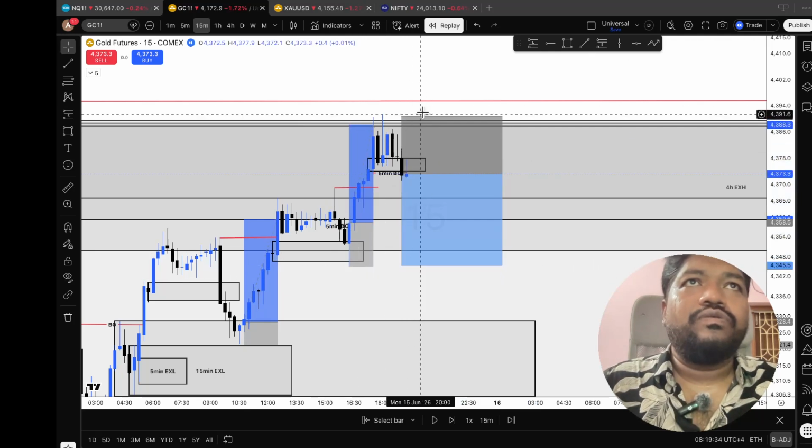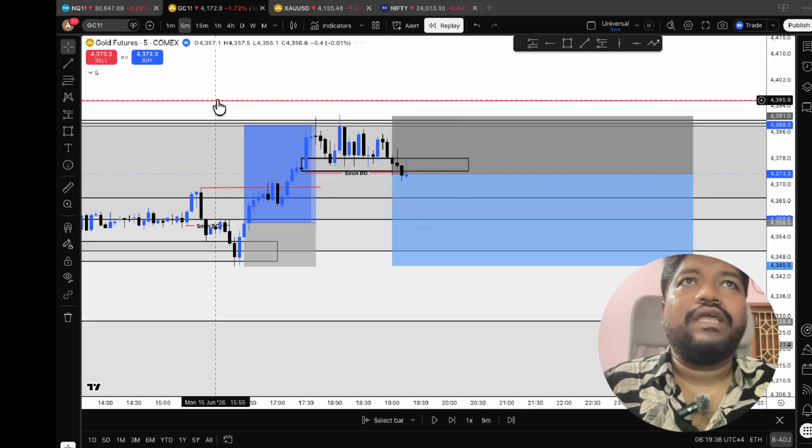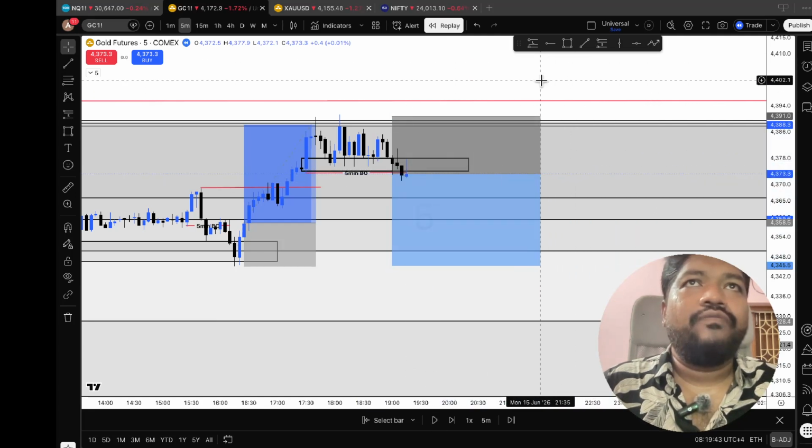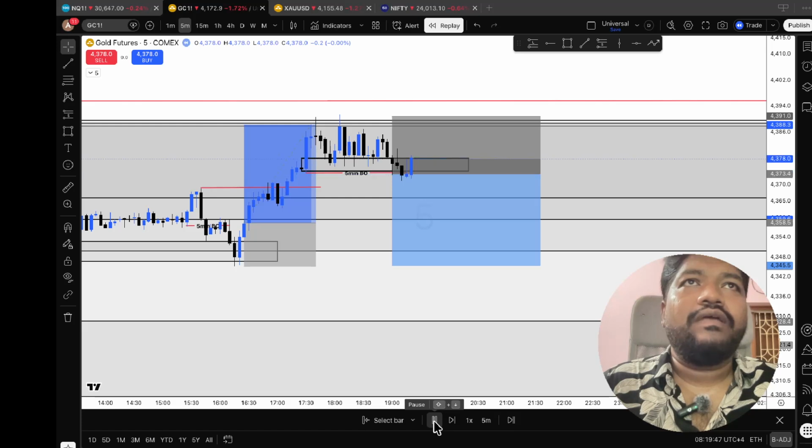Okay, so if I see in the 5 minute, can I see another engulfing? Let me see a clear engulfing, or else I will not enter. This trade is not valid, or else. Okay, so there is a breakout. Let me see another engulfing, or it is retracing back. Okay, it is retracing back, not active yet. Okay, let's see that.